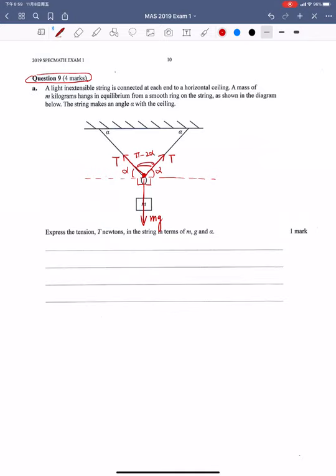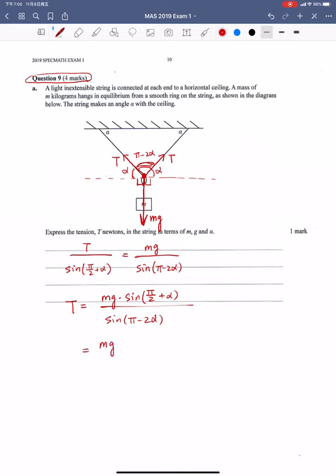So I'm going to use Lami's law: T over sine of alpha plus pi on 2 equals mg over, this is my mg, the tail is pointing to this angle, so it's mg over sine of pi minus 2 alpha. T will be mg times sine of pi on 2 plus alpha over sine of pi minus 2 alpha. And it's mg times, if we recall the basic complementary properties from Maths Methods Units 1 and 2, or Units 3 and 4, I would just write it as cos alpha.